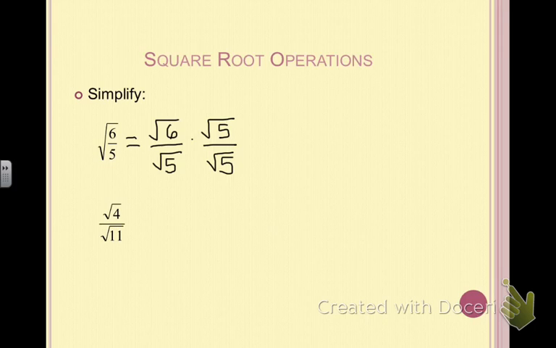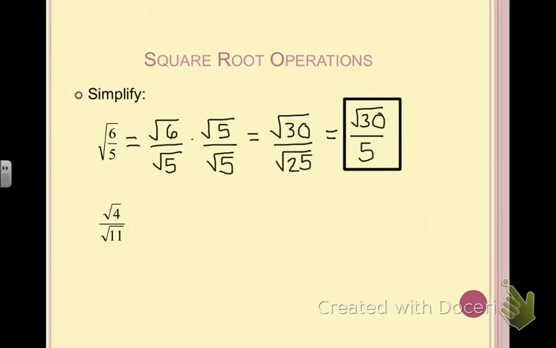This gives us the square root of 30 over the square root of 25. The square root of 25 is 5, so we no longer have a radical sign in the denominator. The square root of 30 can't be simplified because 30 has no perfect square factors. The final answer would be the square root of 30 over 5.